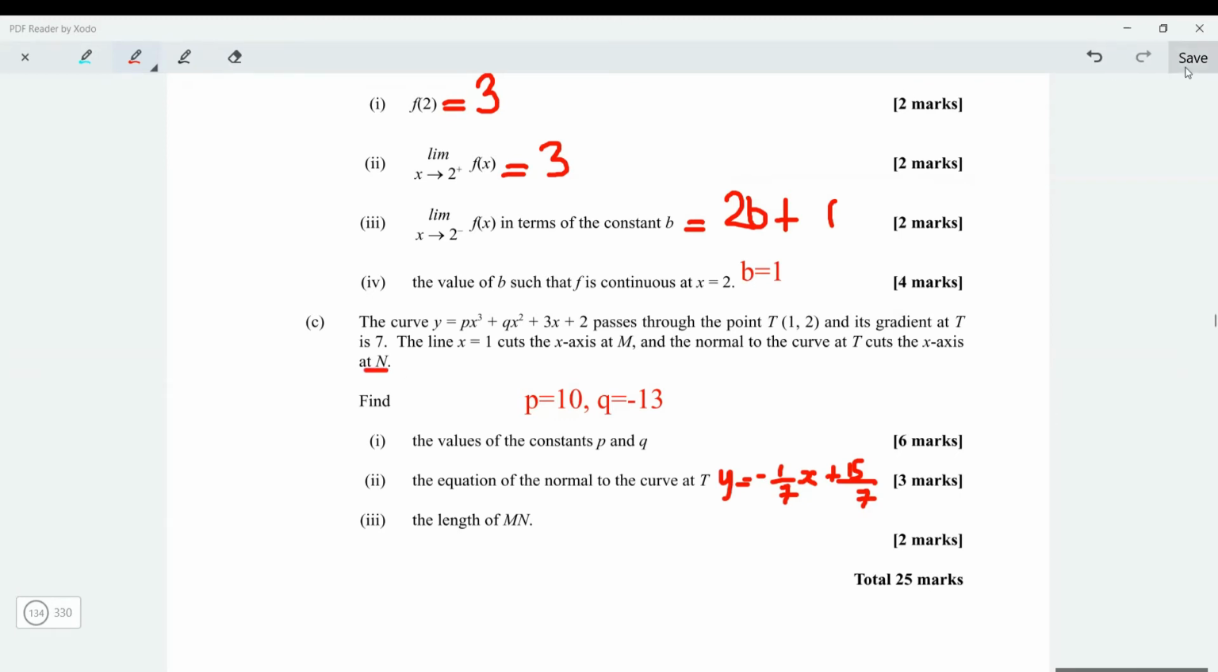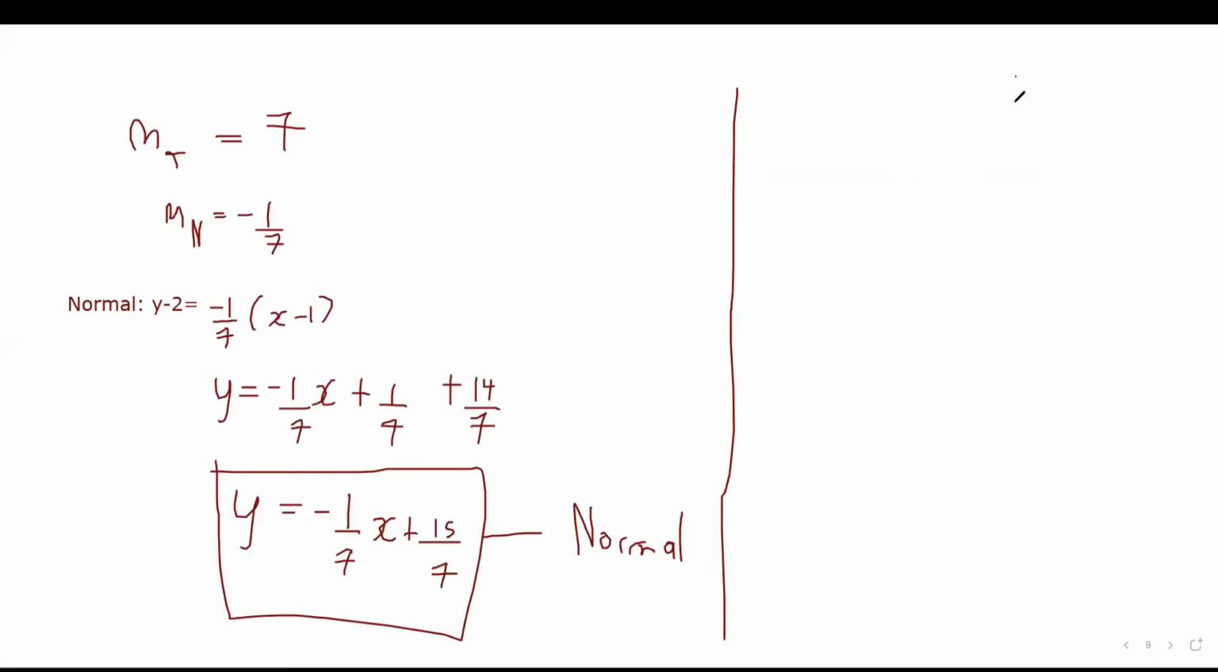All right, so now what do we know about the x-axis? We know, Marika, if you have a line, let's say this is the normal of the curve. This is the line y equals minus 1 over 7x plus 15 over 7. Now, where it cuts the x-axis, we know the y value is 0. That's all.